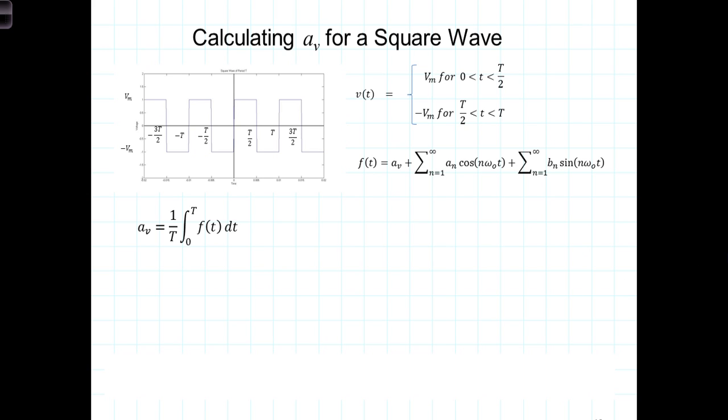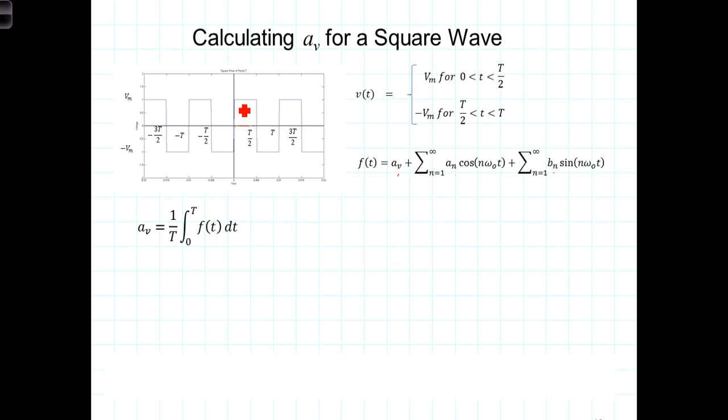We're now ready to go ahead with an example showing how we can calculate the Fourier coefficients, the a sub v, the a sub n, and the b sub n, for a periodic waveform. The periodic waveform we're going to do first of all is this simple square wave, where its period is 0 to T, so it's got a period of T.